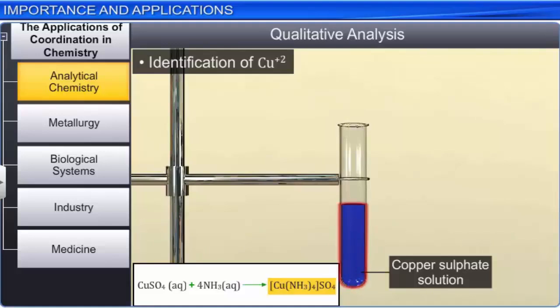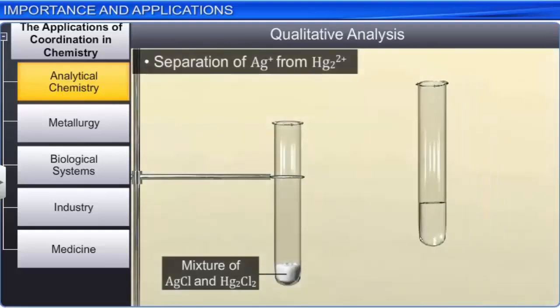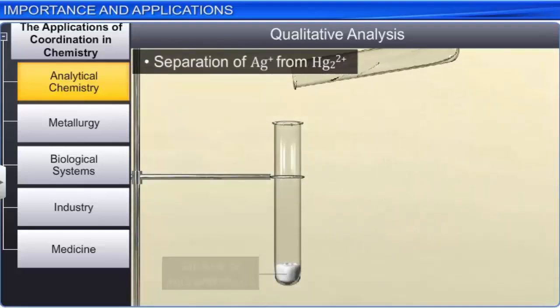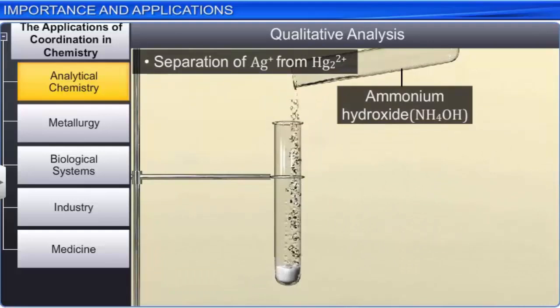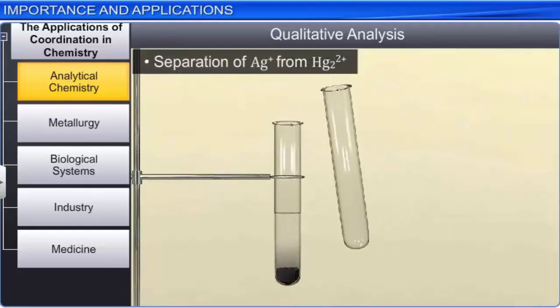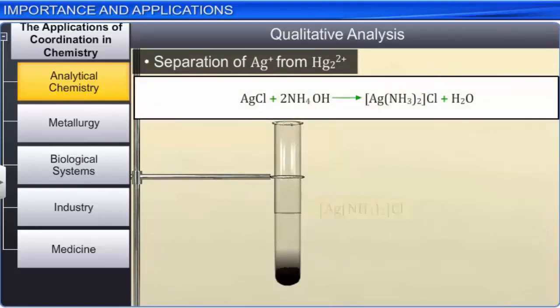Similarly, the separation of silver ions from mercurous ions in the first group of analysis is based on the fact that while silver chloride forms a water-soluble silver-ammonia complex with ammonium hydroxide, mercurous chloride forms a black insoluble complex.